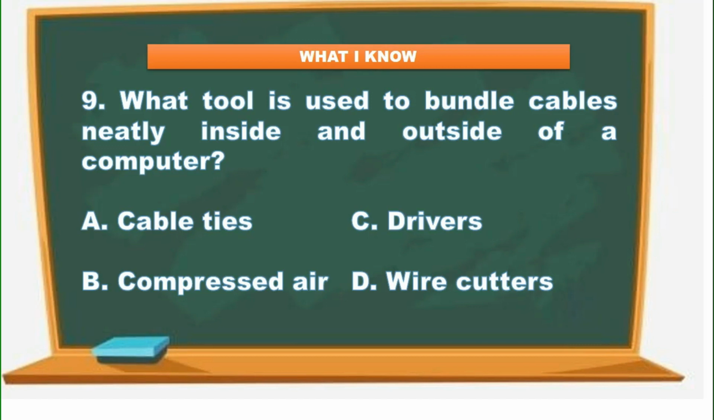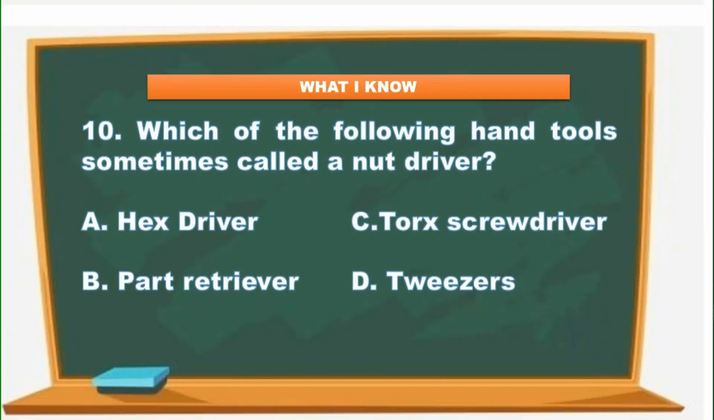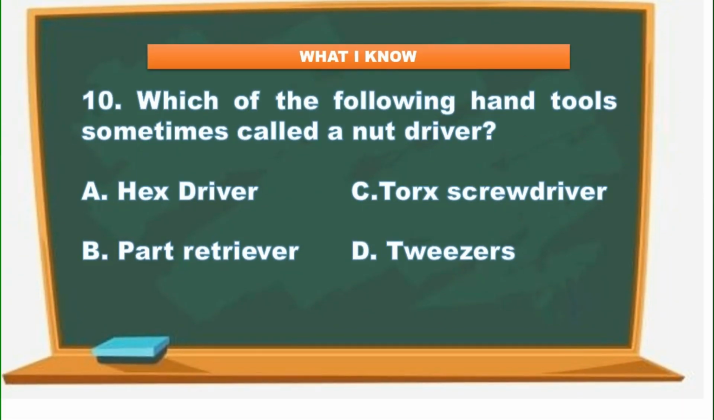Number 9. What tool is used to bundle cable neatly inside and outside of computer? A. Cable ties. B. Compressed air. C. Drivers. D. Wire cutters. The correct answer is letter A. Cable ties.